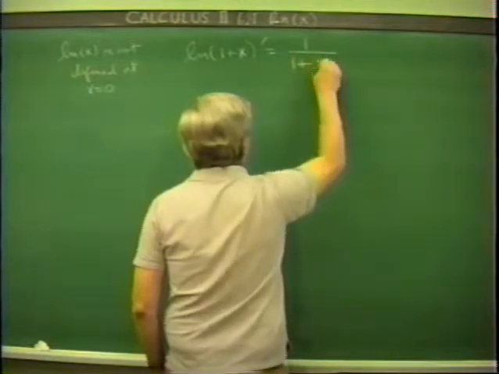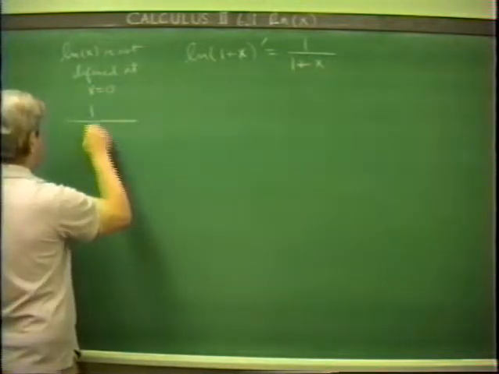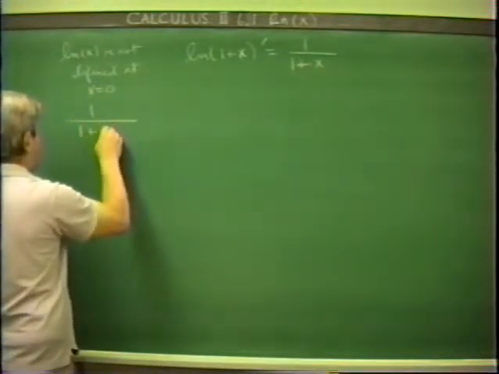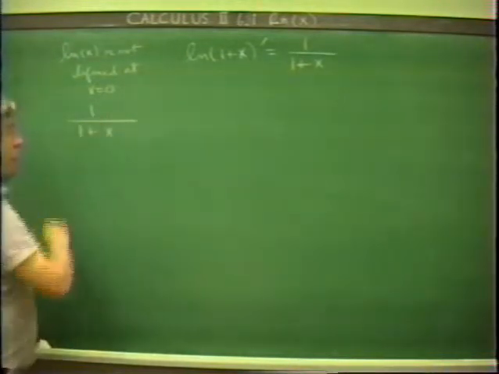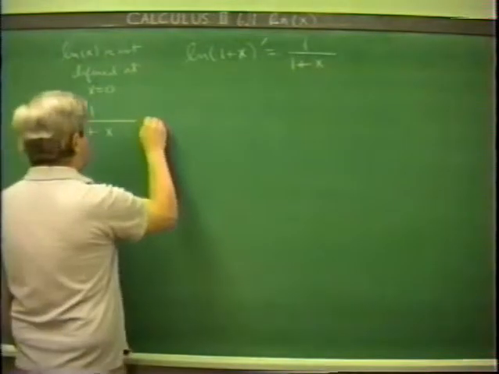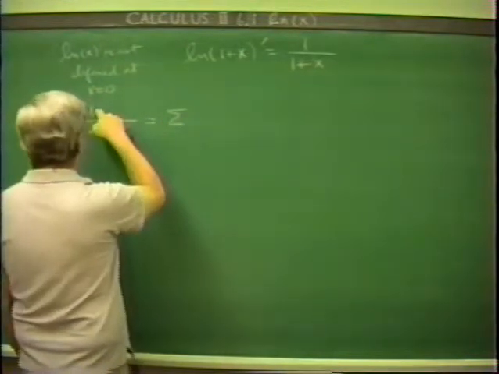And we're going to actually use the properties of power series here. The derivative of this is 1 over 1 plus x. So we can write an expansion for 1 over 1 plus x, thinking of this as a geometric series.